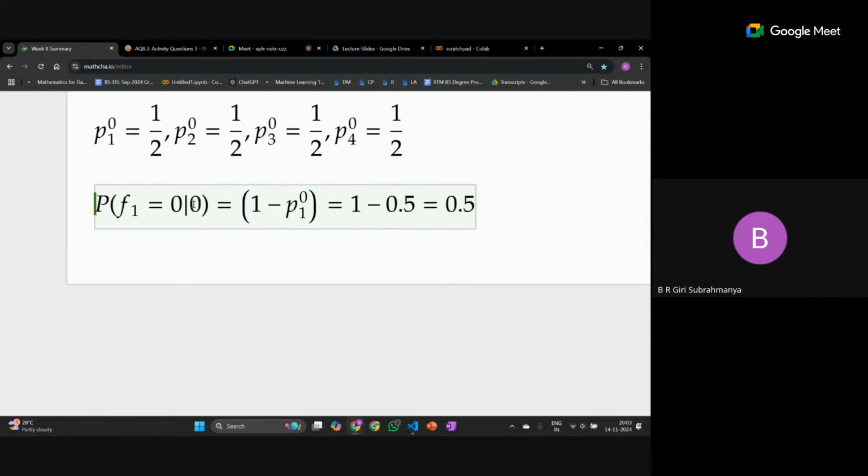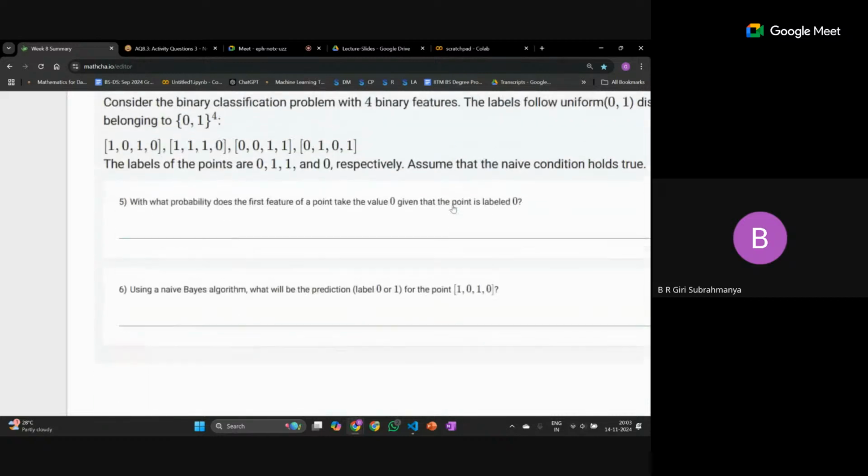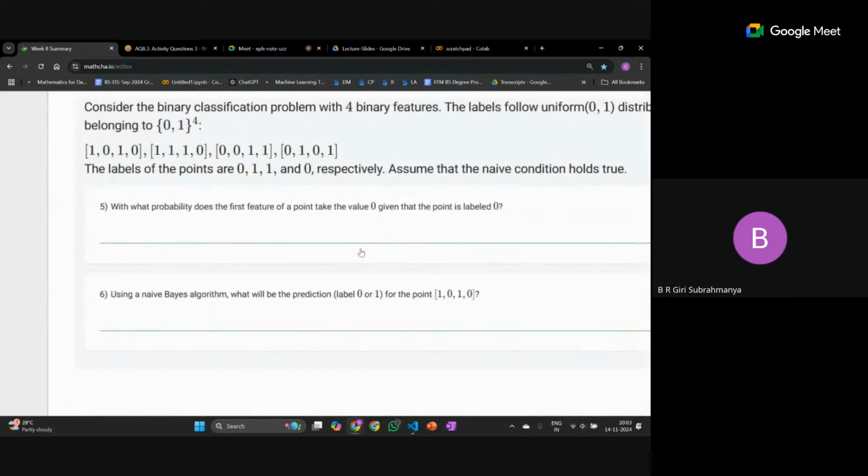Right. So this 0 is coming and sitting here, and this 1 is coming from this one, feature 1. All right. So this is going to be 1 minus 1 by 2, which is 0.4. Okay. So using naive Bayes algorithm, what is the prediction for label 0 and label 1 for this data point?